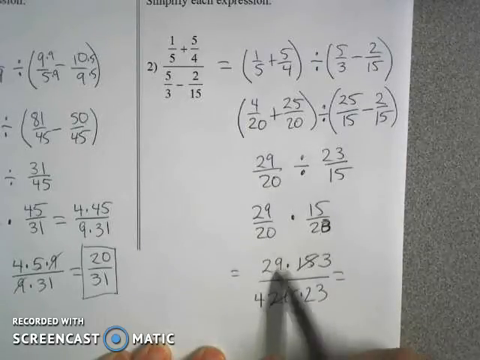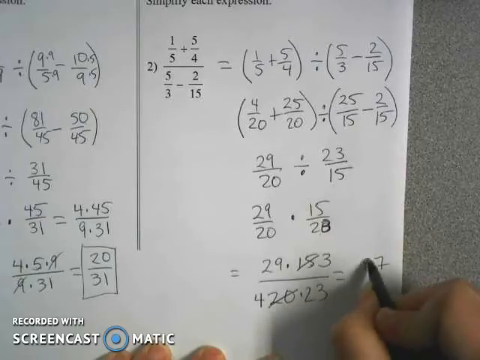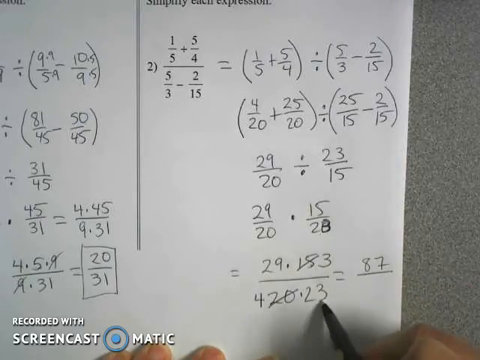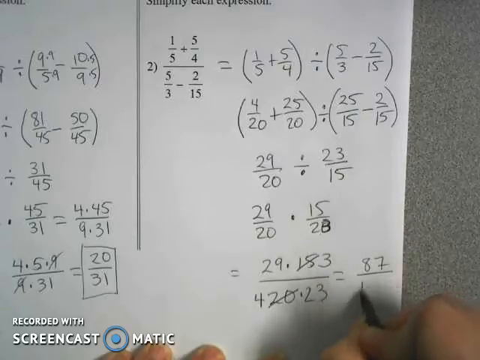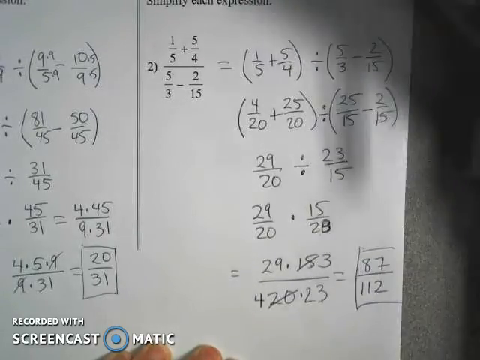So 29 times 3 is going to be 87. And 23 times 4 is going to be 112. And that's my simplified answer.